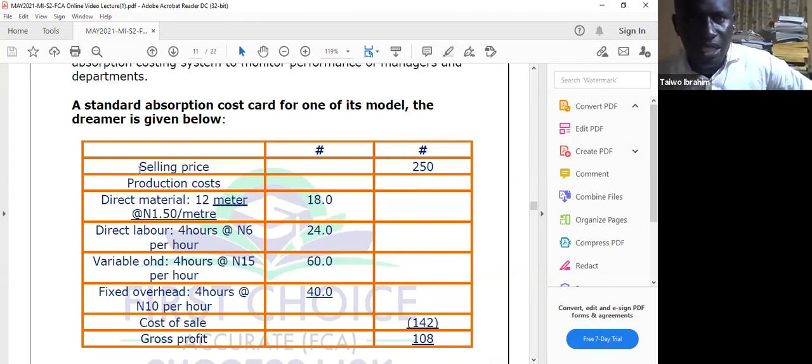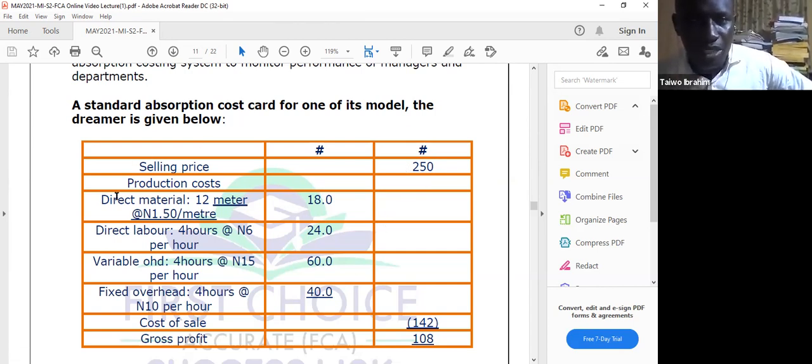Look at it. Selling price. How much are they selling the product? They want to sell it for 250 naira per unit. That's the standard selling price. Now, how much is the production cost? The cost they incur, the envisaged, all these are standard information per unit, per one of that product.